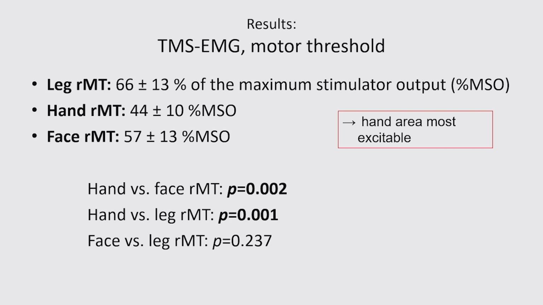Okay, so here are the results considering the motor threshold. Motor threshold is the typical cortical excitability measure measured with EMG. For the leg area, the motor threshold was 66% of the maximum stimulator output, for the hand 44%, and for the face 57%. So the hand area, when measuring like this, was most excitable, and that was evident also from the statistical testing.